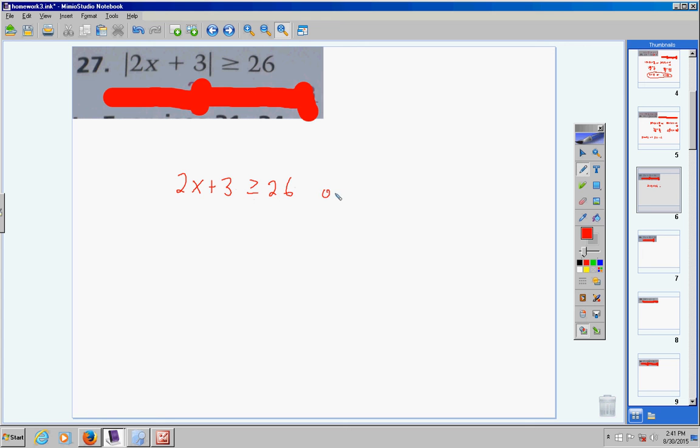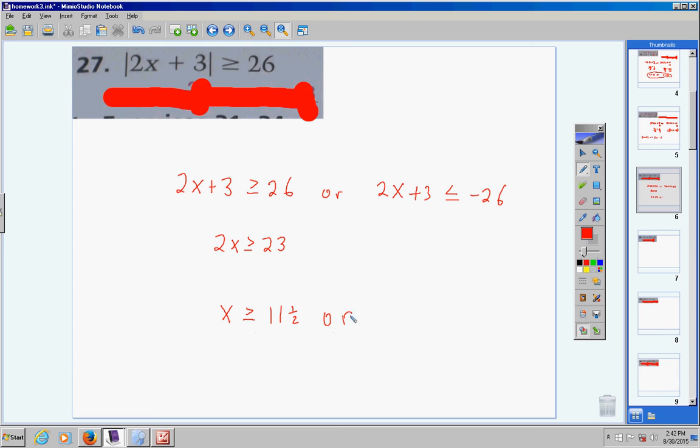26, or 2x plus 3 less than or equal to negative 26. Alright, bring the 3 over and make it a negative 3, and we're left with this right here. Then divide both sides by 2, and we're left with 11 and 1/2, or 11.5, or 23 over 2.